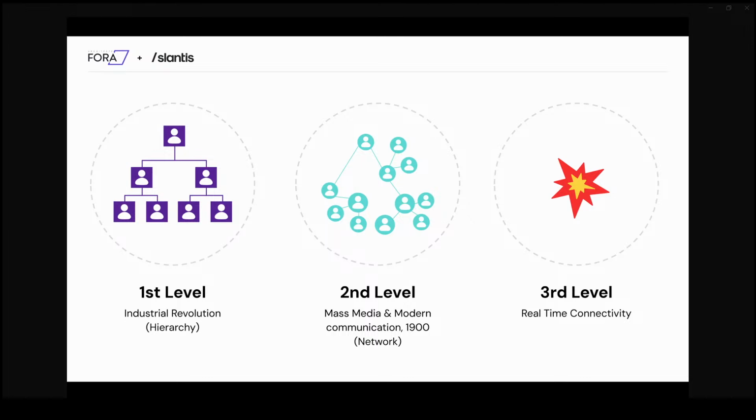So this is what we are aiming for, and what we're trying to design in both our companies right now.